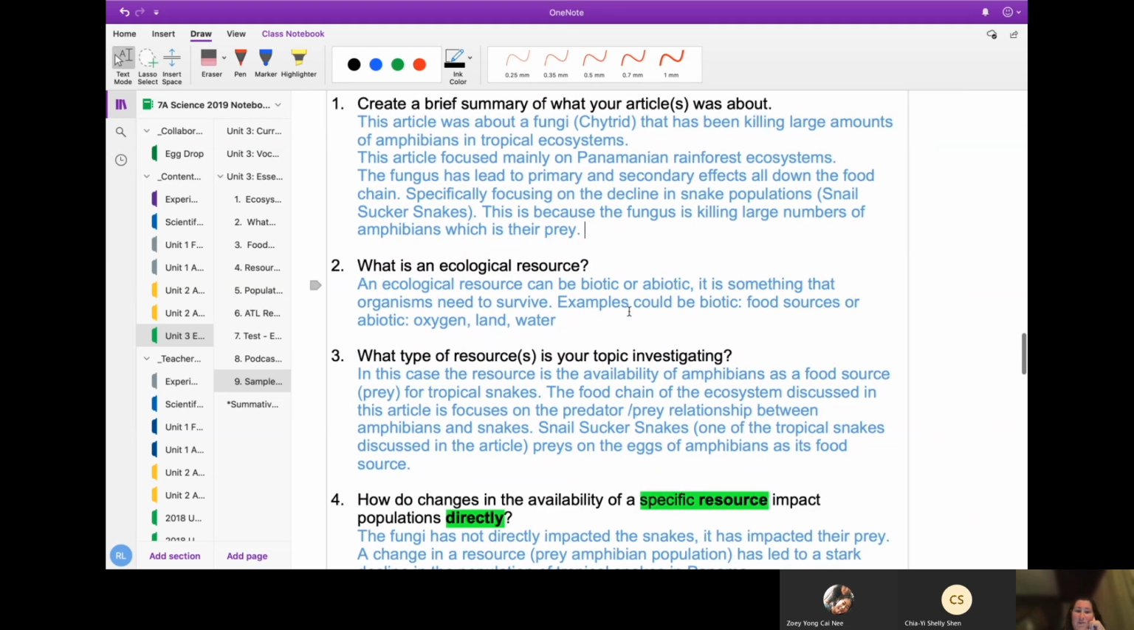And then I also asked what an ecological resource is. And that's because that's the focus of our article. We're talking about a change in a resource and how it affects the population. So really just informing your audience what this is helps them understand what you're talking about. So this can be biotic or abiotic. In the case of our article, it's a food source. So we're taking something out of the food chain. The fungus is killing off amphibians, which are a food source for snakes.